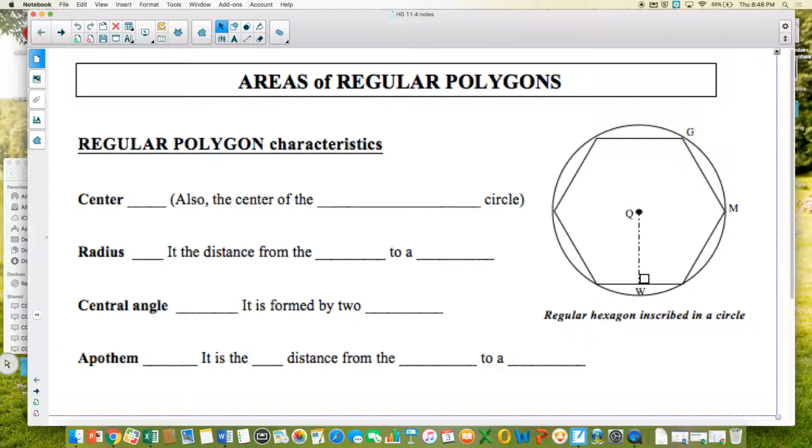Alright, hey guys, we're back at it with section 4, area of regular polygons. I'm going to try to get through this quickly so you don't have to watch this video too long, but it's a little trickier than the other formulas we've been doing.